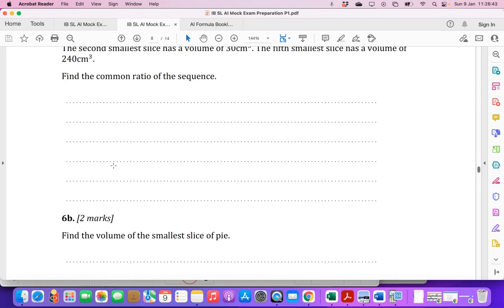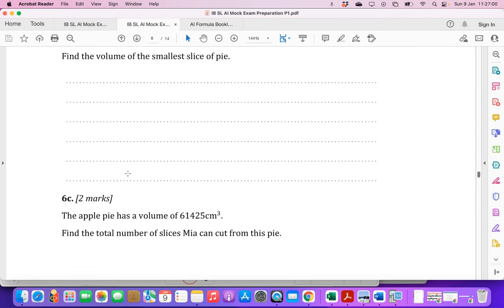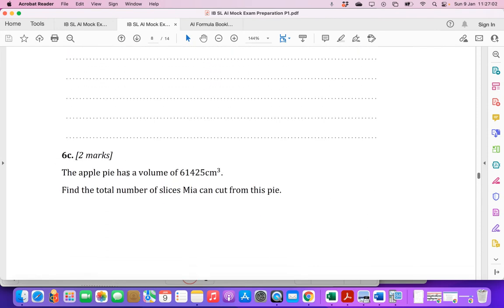Now we're going to be given the challenge of finding the total of all the volume of these slices. Okay, so again, 61,425 is going to be equal to our sequence total, which is a series.